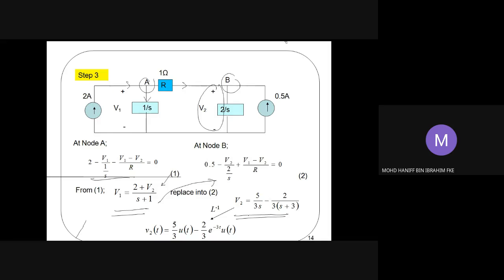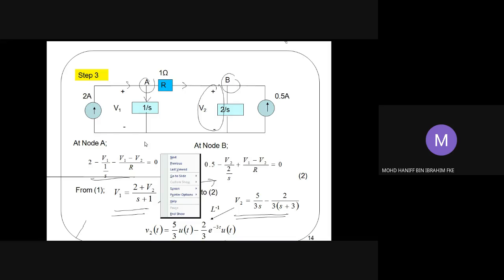which can be obtained by using the partial fractions. And afterwards, we can do the inverse of Laplace transform, in which from what we have learned yesterday, it should give us 5 over 3 u(t) minus 2 over 3 e to the power of negative 3t u(t) in the time domain. So that should be your v2(t).